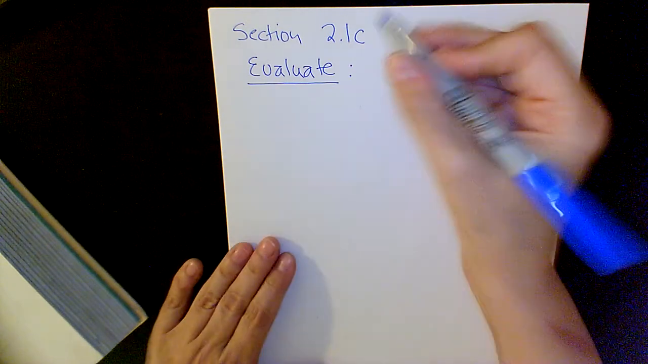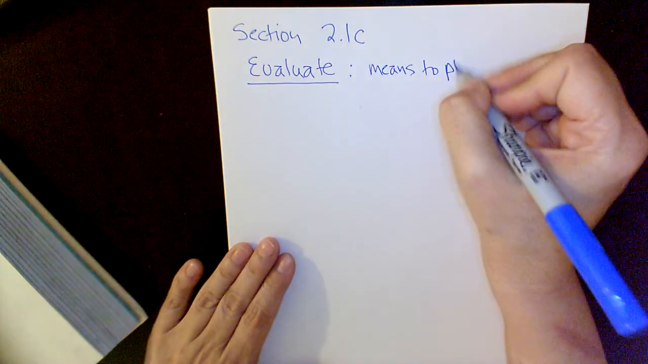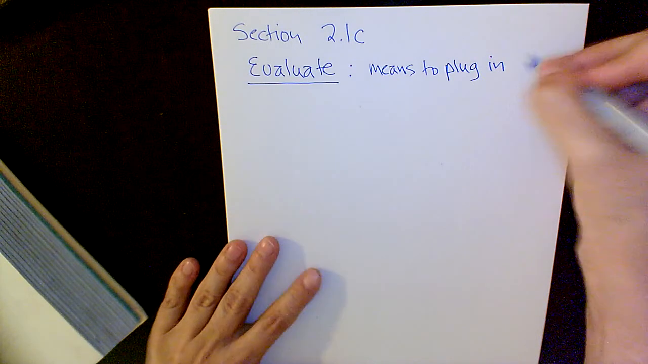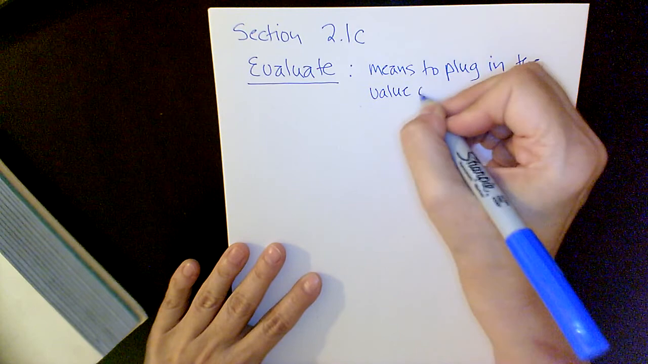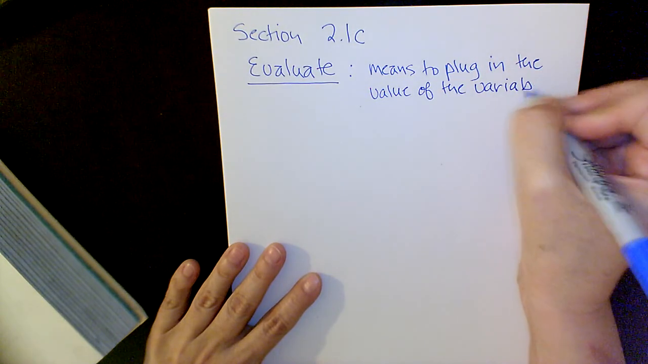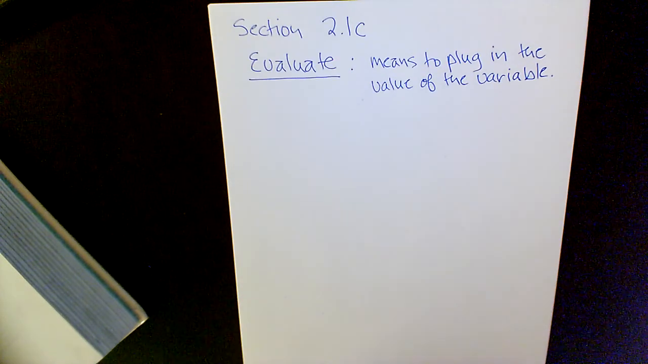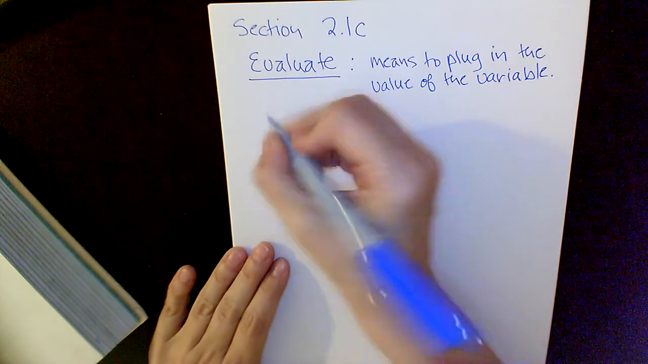So evaluate is pretty easy. It just means to plug in the value of the variable. They're going to give you what the variable is. They're going to tell you it's 5 or it's 2 or, I mean, it's a million. And we just have to plug it in and work it out.